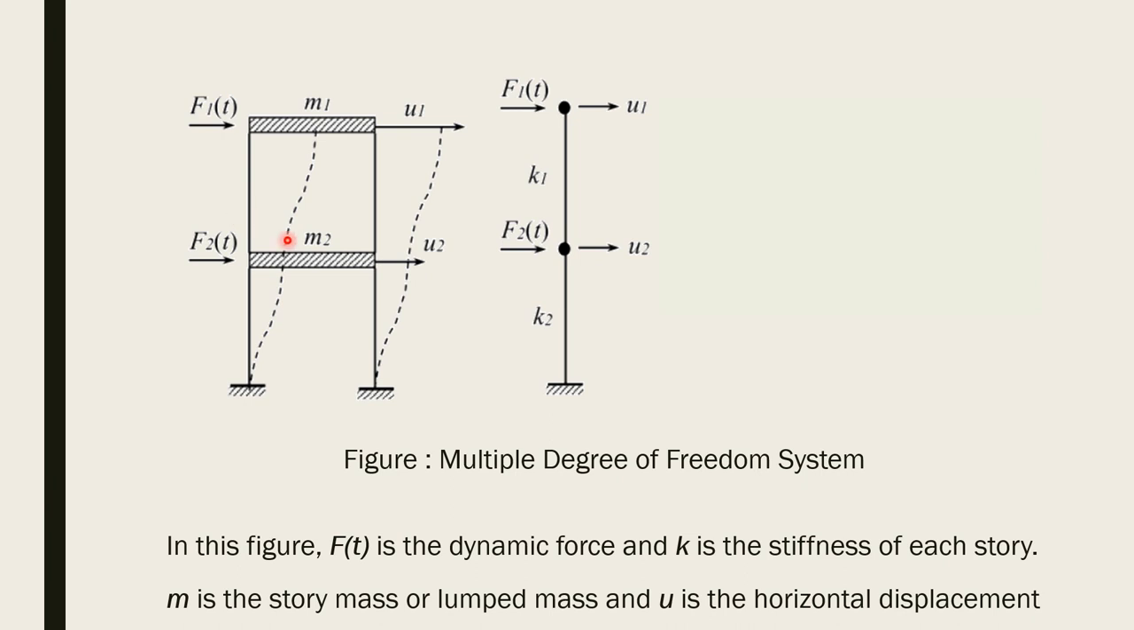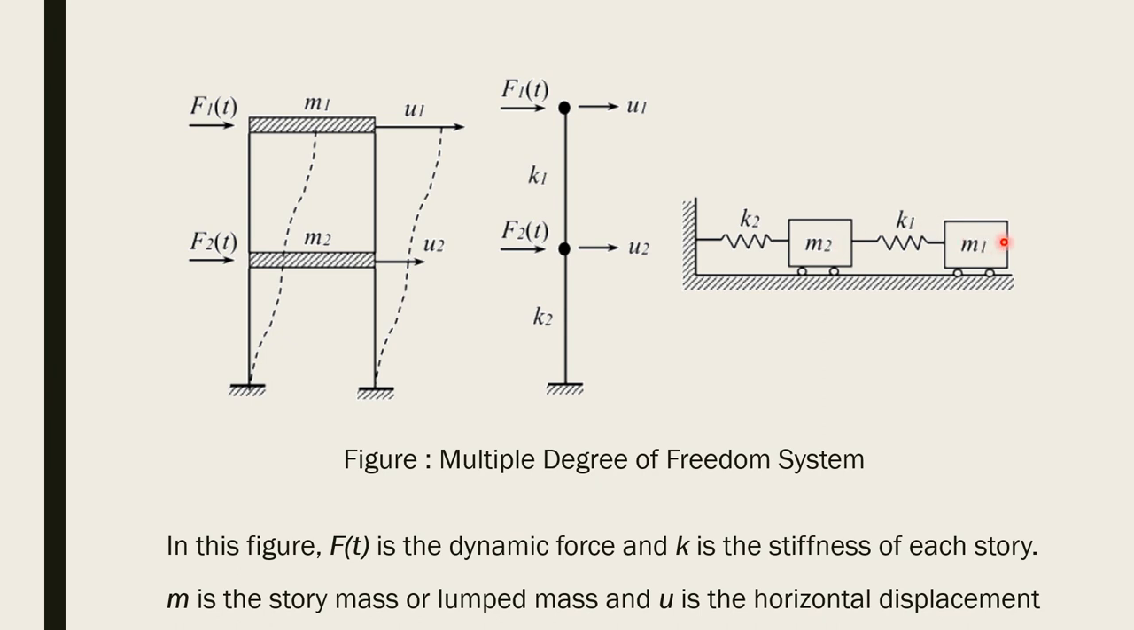Now a two story building, multiple degrees of freedom. Story one, mass 1, mass 2, excitation force or dynamic force F1, F2, displacement in the x direction U1, U2. In the simplified lumped mass approach, this column and this column stiffness is K1, this column and this column stiffness is K2. Same deformations, forces. Now the same model in the trolley model: M1, K1, M2, K2. We can also represent it as the trolley model.